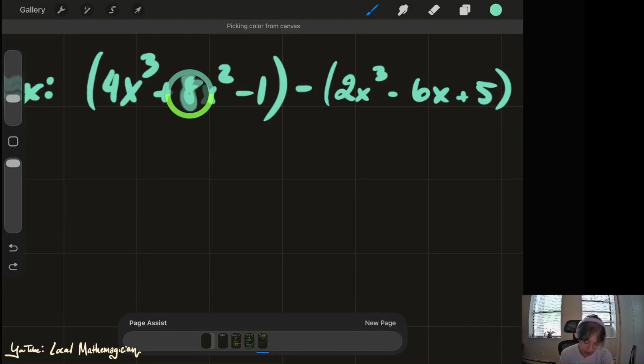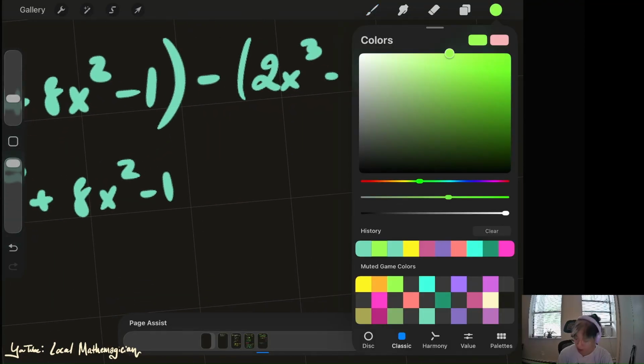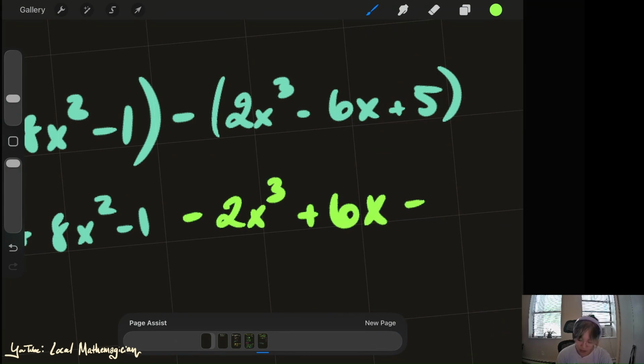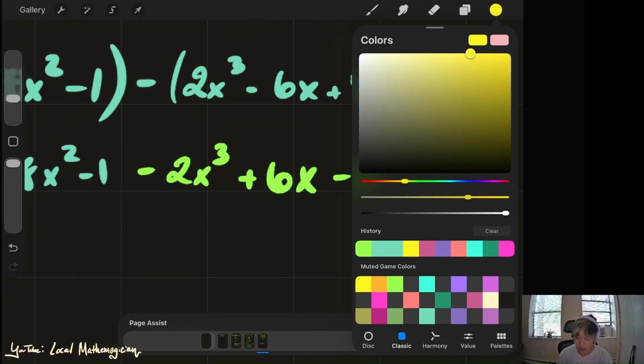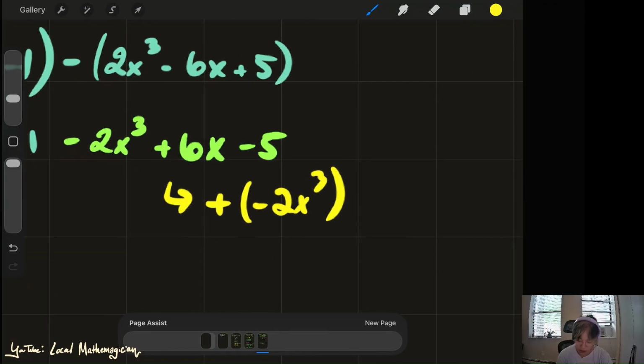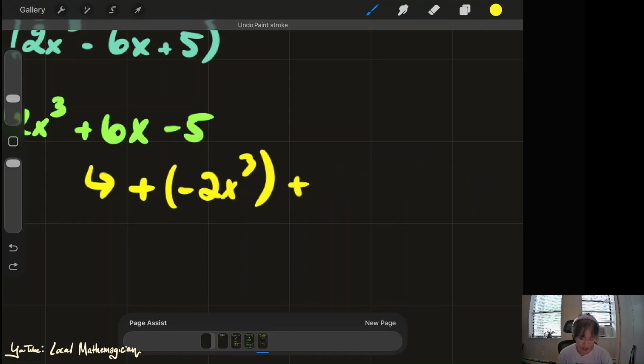It's to distribute that negative sign out. Please don't mess it up. It'll be very bad if you do. If you don't feel confident with distribution, I strongly recommend you do a lot of practice, okay? So if we distribute the negative sign out, you end up with minus 2x cubed plus 6x minus 5. Of course, if you want to write it as plus negative 2x cubed plus 6x plus negative 5, you're more than welcome to. I don't see why you would, but you're welcome to, all right?